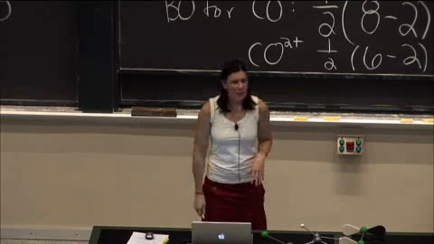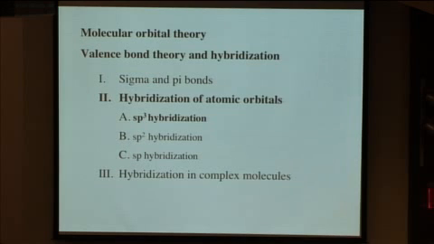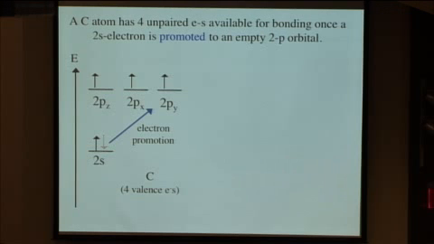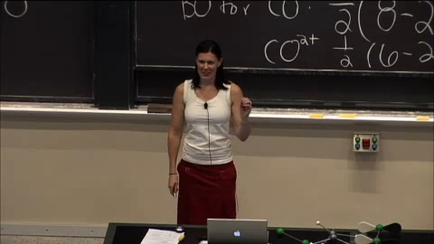So the way that we can explain this is through something called electron promotion and hybridization of atomic orbitals. So let's take a look at what we mean by this. If we take our carbon atom here, which has 2 electrons in the 2s orbital, and we promote one of these electrons into a 2p orbital, what we see now is that, yes, we have 4 unpaired electrons. So looking at this might not look so good to you.